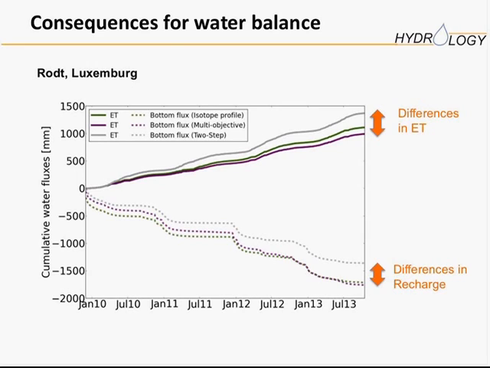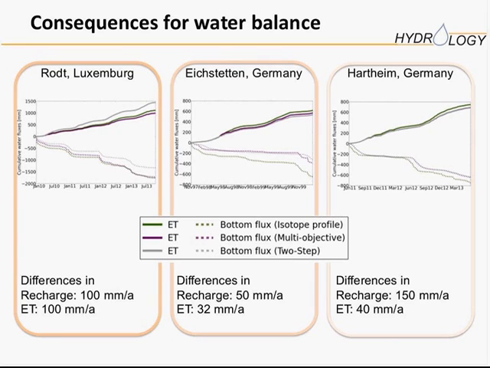And more or less the differences in evapotranspiration or the differences in recharge come from the different parameterization. And if you now compare that for all the different sites, you can see that for some of the sites the differences are quite big. For example, here in Luxembourg, differences in recharge are around 100 millimeter per year in evapotranspiration. This is quite substantial if you have a total evapotranspiration of around 500 millimeters. For other sites the results are closer together and the differences are smaller. But still, depending on what information you use, you may get different information back.